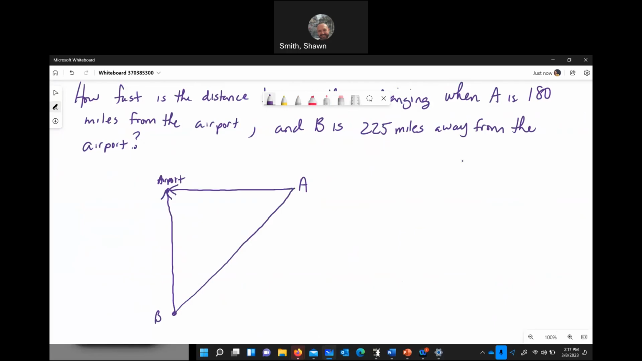So we have some values right now. A is 180 miles from the airport. B is 225 miles from the airport. It forms a right angle, go figure. Right now, at these specific points in time, we can calculate exactly how far this distance is, right? Pythagorean theorem. Let's call the horizontal x, the vertical y, and the diagonal, call it anything you want, x, y, how about z?